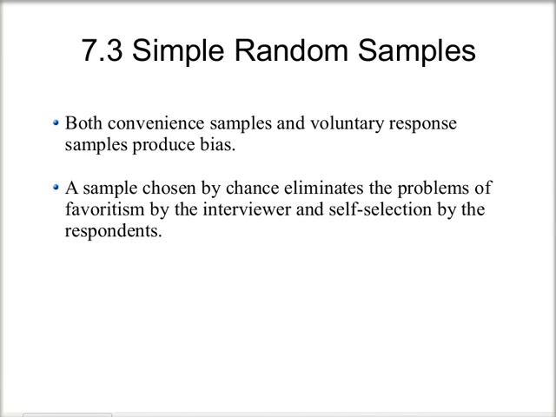We've seen that both convenience samples and voluntary response samples produce bias. So we need a better way to choose a sample. And we're going to do that by taking a random sample. A sample chosen by chance eliminates the problems of favoritism by the interviewer and self-selection by the respondents, which are the problems we had with the convenience sample and voluntary response sample.